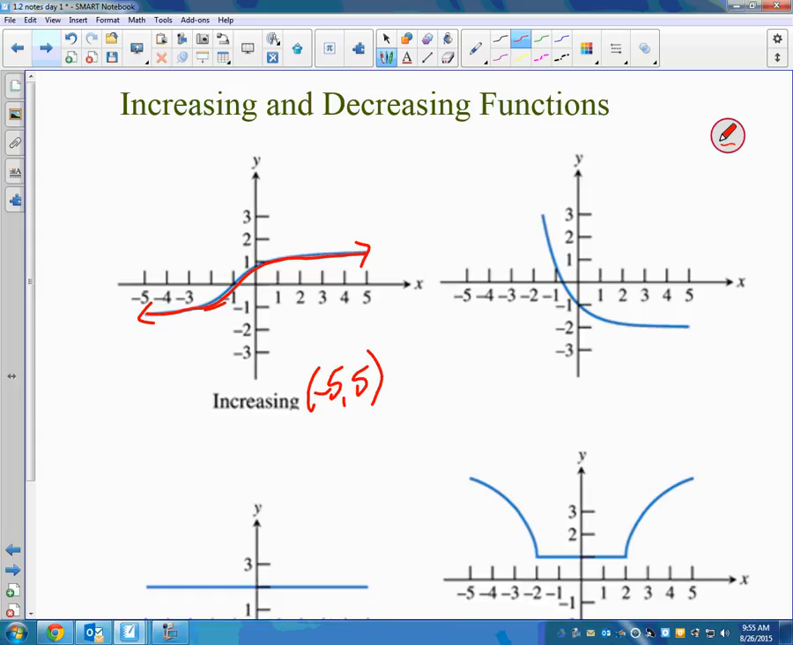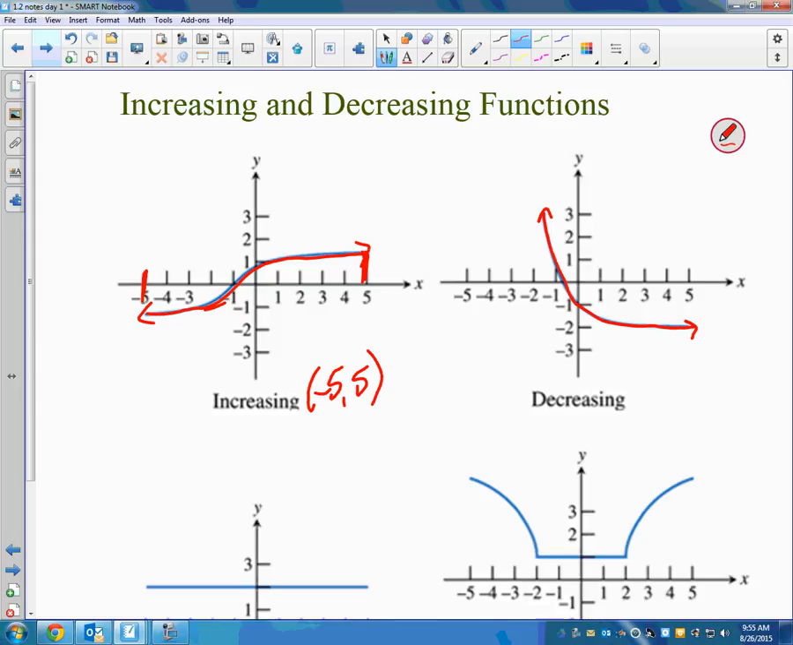This is an example of a function. Again, as x is going, y is getting smaller here. So this one is decreasing on its entire interval. And again, when you give me intervals, you're giving me x values, right? So where did I get this -5 to 5? I'm looking at the x-axis. That's what I'm giving when I'm talking about intervals here.